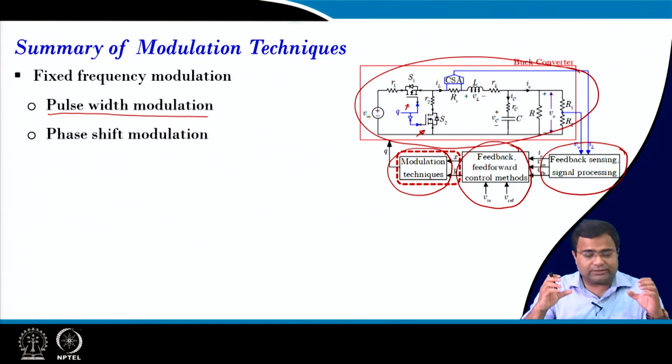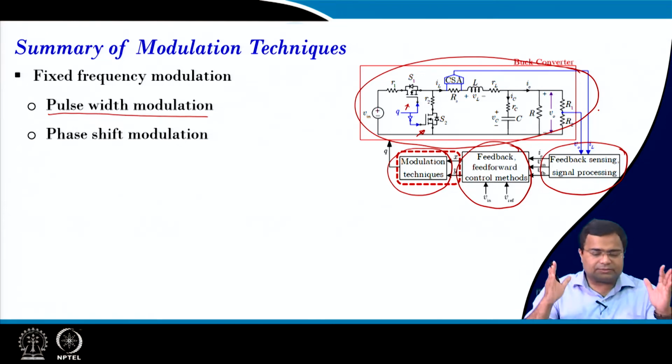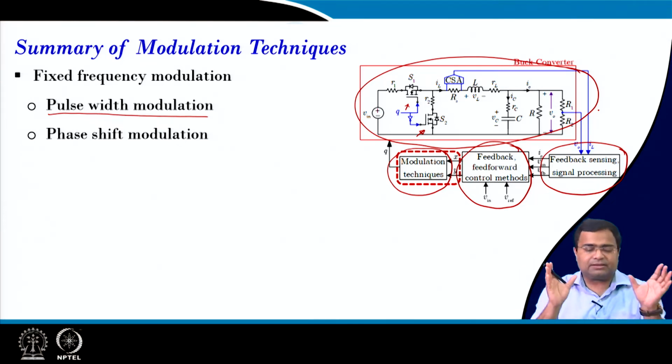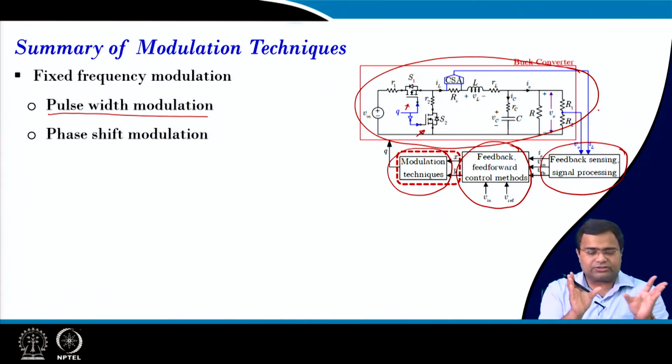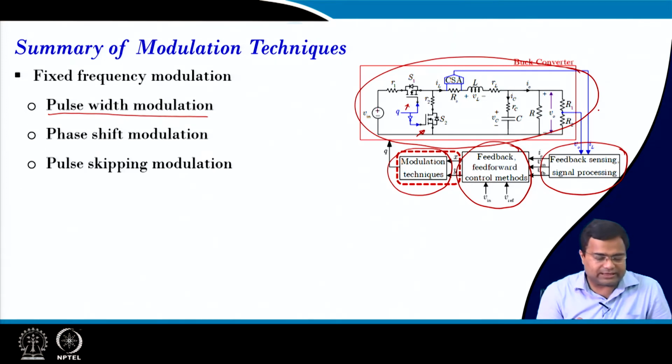Then the other control is phase shift modulation. Although this is not straight away applicable in this converter, if we take for example a full bridge converter, and there are many other converters like a dual active bridge, where the time period is fixed, but between two bridges we can always consider a phase shift. So, this is another kind of fixed frequency modulation technique.